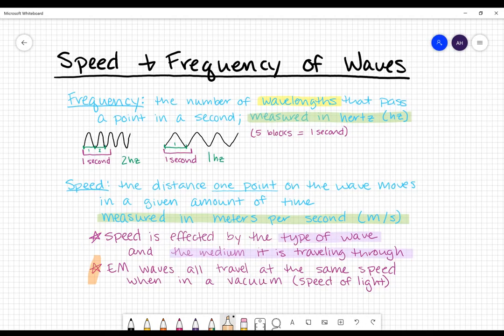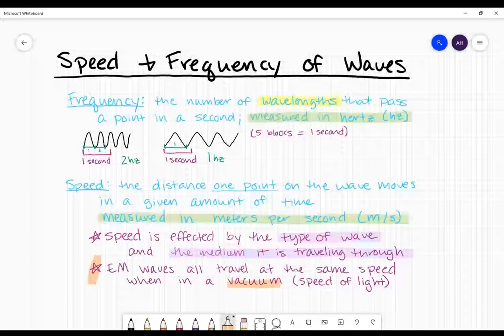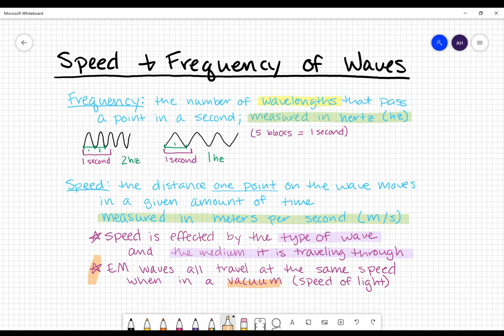And this last little bit, we need to talk about electromagnetic waves again. Electromagnetic waves all travel at the same speed when they are traveling in a vacuum. So we talked about a vacuum already. A vacuum is just a space that has everything sucked out of it. So outer space is a vacuum. And we also talked about vacuum chambers when we talked about our force and motion unit. That vacuum chamber has everything pulled out of it. There's no air, there's nothing in the way to slow any of those waves down. So electromagnetic waves all travel at the speed of light when they are traveling through a vacuum. And that's all we need when we talk about speed and frequency.